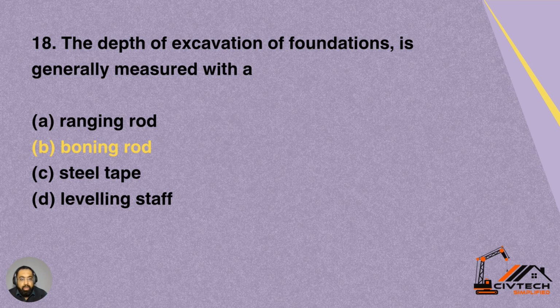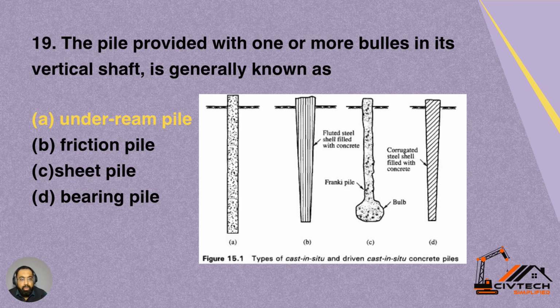Question number 18. The depth of excavation of foundation is generally measured with: A, ranging rod; B, boning rod; C, steel tape; D, leveling staff. So for measuring the depth of any foundation, it's the boning rod.